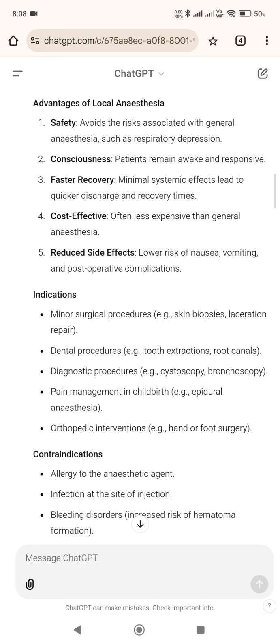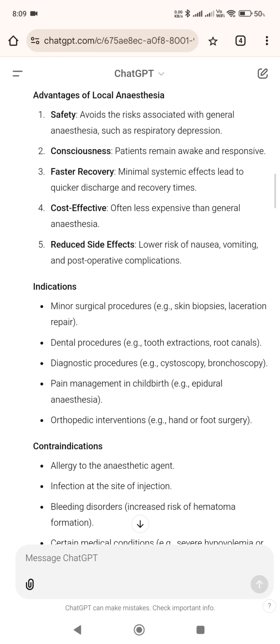Advantages of local anesthesia. 1. Safety. Avoids the risks associated with general anesthesia, such as respiratory depression. 2. Consciousness. Patients remain awake and responsive. 3. Faster recovery. Minimal systemic effects lead to quicker discharge and recovery times.